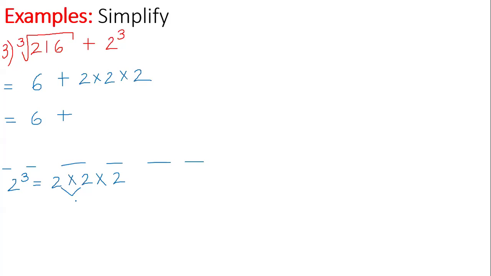All right. So 2 times 2 is what? 4. 4 multiplied by 2 is equal to what? 4 times 2 is 8. Very good. So we have 6 plus 8. And what is 6 plus 8? That's going to be 14. Very good. Any questions on this?